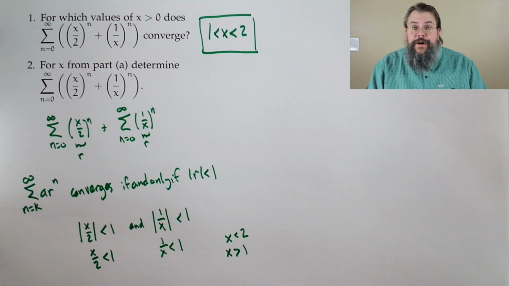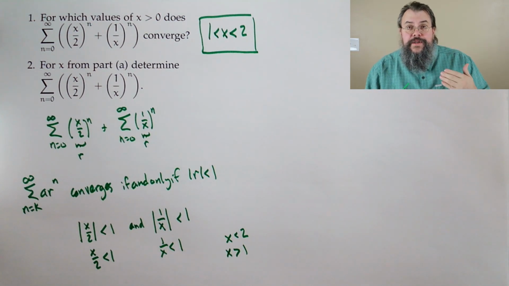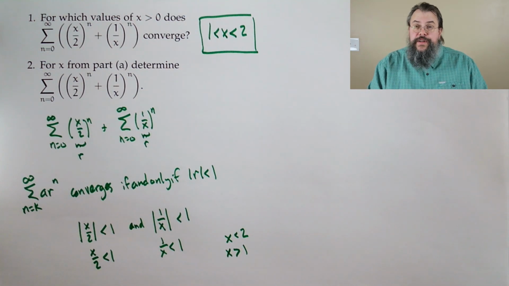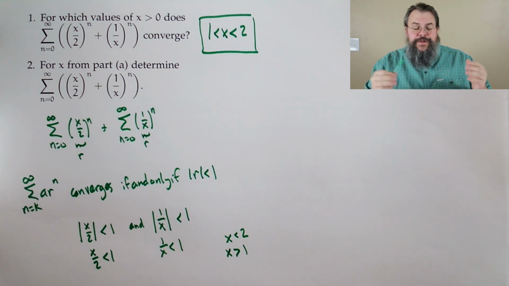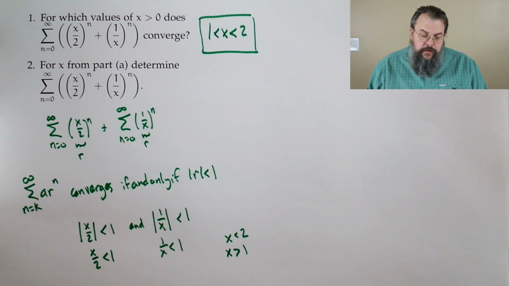Now, what about part 2? Well, it says, hey, now what does it converge to? So for instance, we know there are numbers between 1 and 2. Actually, there's a lot of them. For example, 1 1/2 or 1 1/4, right? There's a whole bunch you can make. Well, what does it converge to if we use that particular value of x?